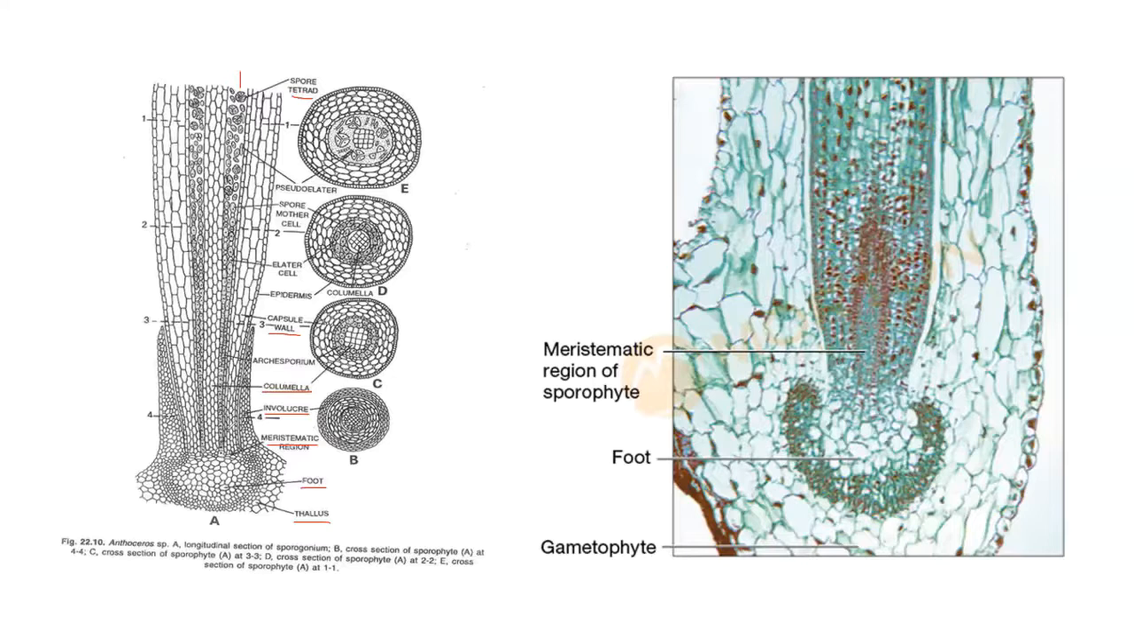So from the base to the top, that is how you can make out the different stages in the spore formation. Okay, we are going to talk more about it. So how many zones or regions are there in the capsule? Three. Number 1 is capsule wall. Number 2 is sporogenous tissue. And number 3 is columella. Sporogenous tissue is sandwiched between the capsule wall and the columella.